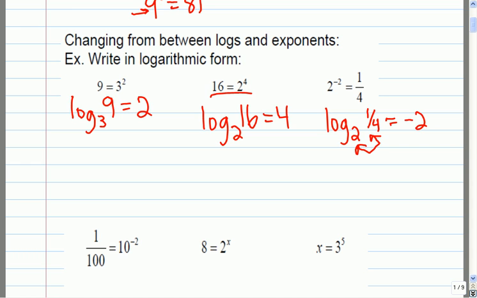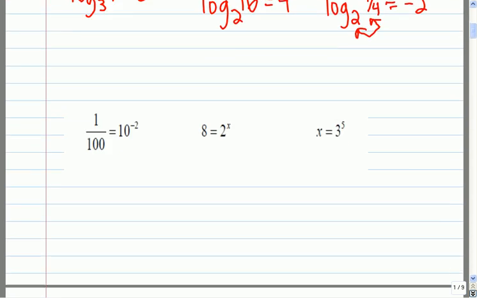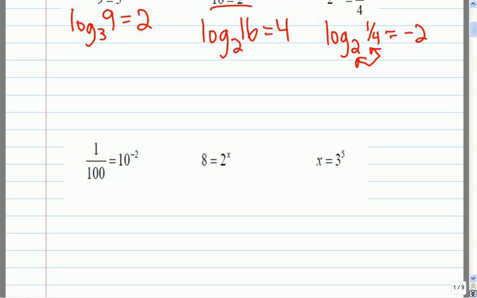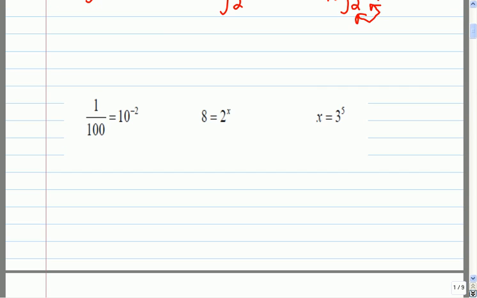Okay, so try the next 3 by yourself. There's a couple letters that show up in there, but that's okay. The letters still work the same way as long as you can do the connection. Remember, logs ask about exponents, so see how you do. Okay, so first example, let's see here. Andy, can you give me the first one here as a logarithm? Log 10.